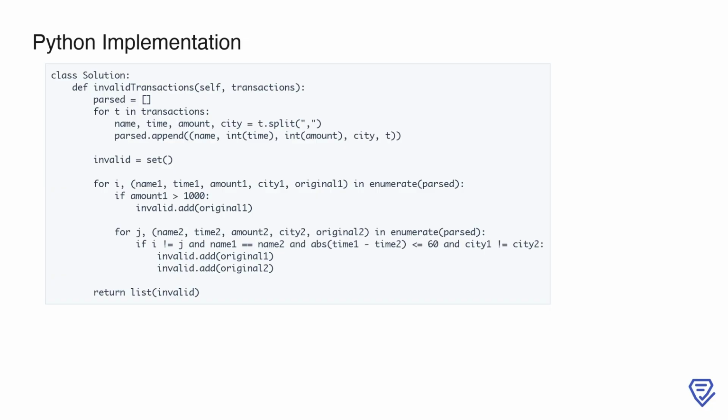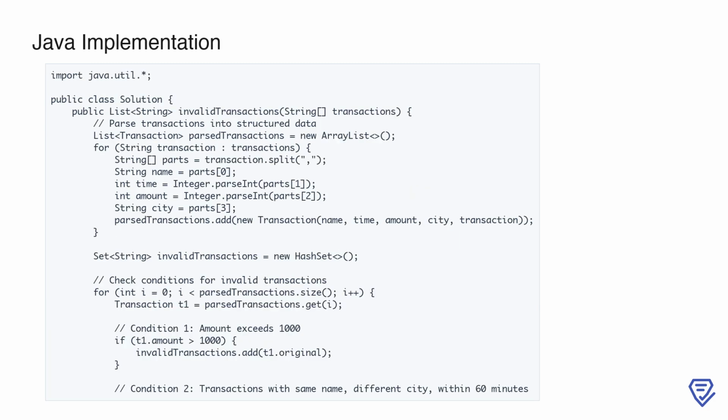It also ensures efficiency by storing transactions in structured tuples, allowing quick comparisons of relevant fields like name, time, and city. The algorithm has a time complexity of O(n²), due to the nested loop, which is reasonable given the constraints of the problem. Here, we begin by importing the necessary Java utilities and defining our solution class.